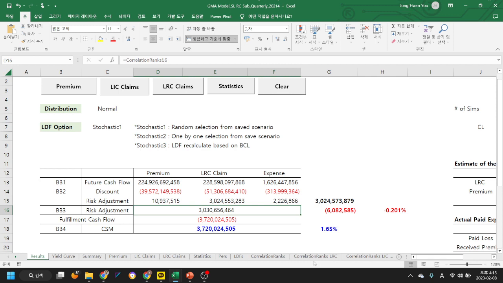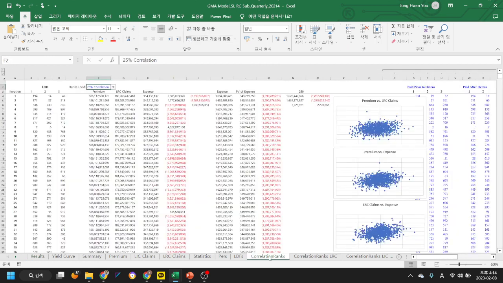So when it says correlated, when we try to estimate the risk adjustment, how can we apply the correlation? There is a certain technique where we apply rank correlation. That's what I did here. Oh, it's too small.